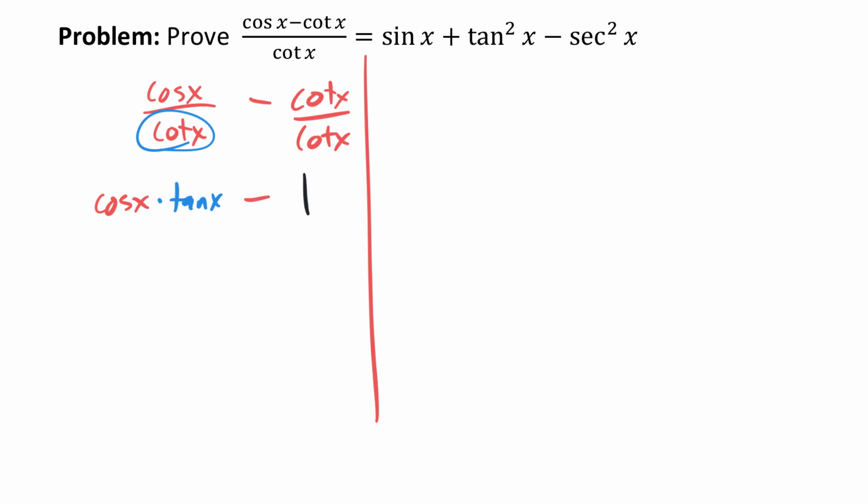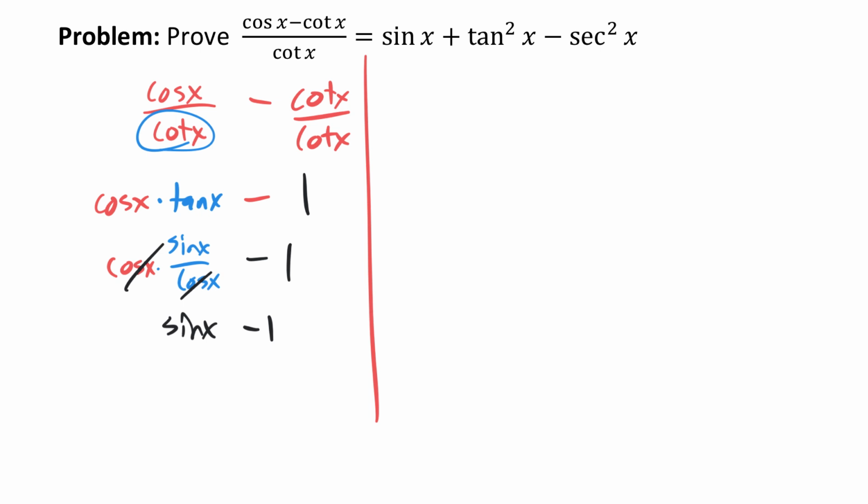1 over cotan is tan. Then maybe write the tan in terms of sine and cos. So sine over cos. Now here we've got something legit, right? The times cos divide by cos, those can cancel. So we just have sine x minus 1. That's looking pretty good on the left side.